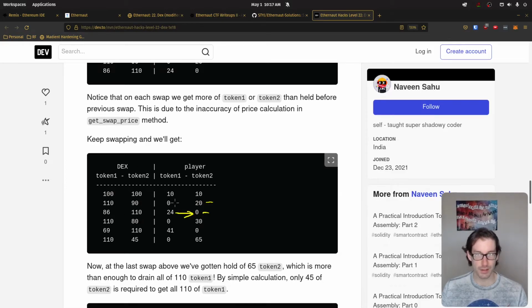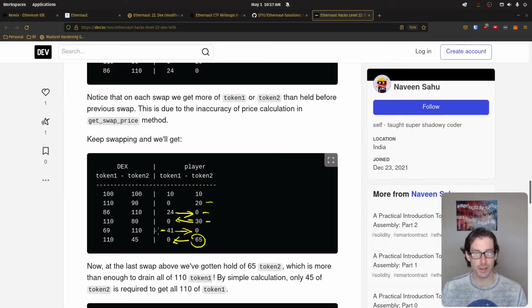When we do that, it's going to go through the same formula above, but now you can see we've gotten back 40, which is more than we should have, 30 more than we should have gotten. Then we're going to swap this for this, and we're going to get more than we should get here. We're going to swap back, we're going to get more than we should get here. And then the final one, we're going to swap from 65 to this, to token 1.